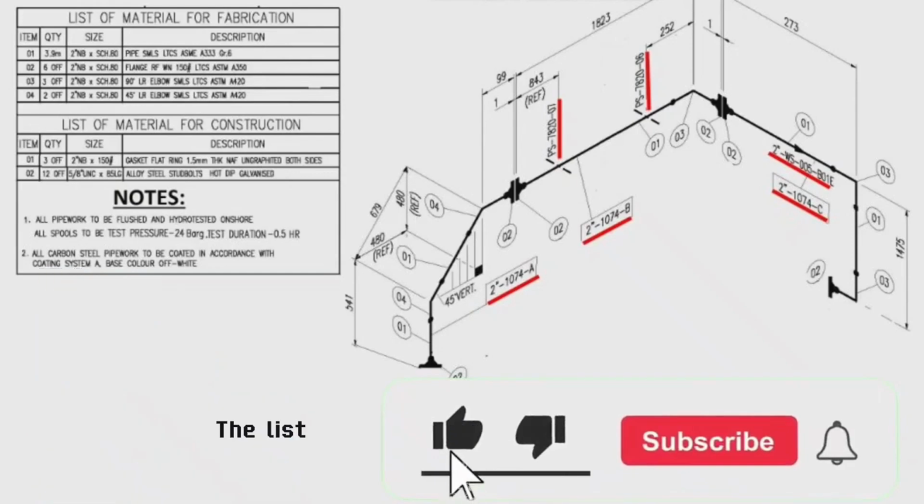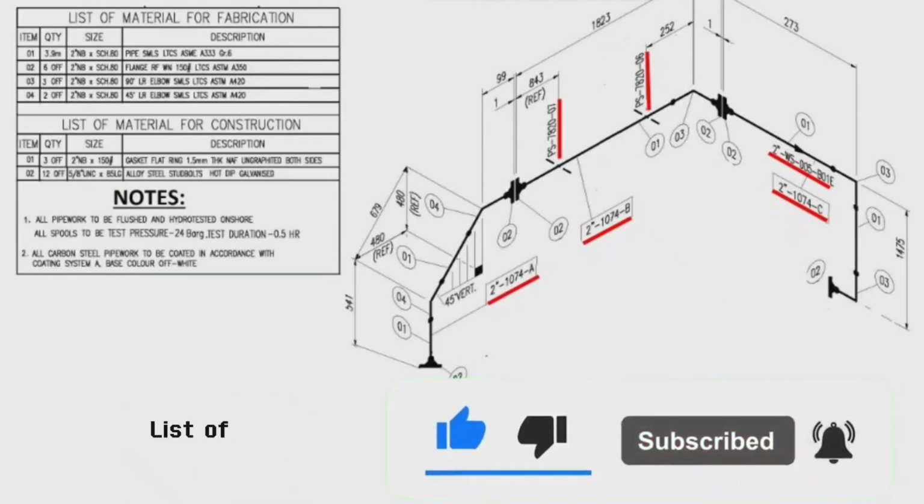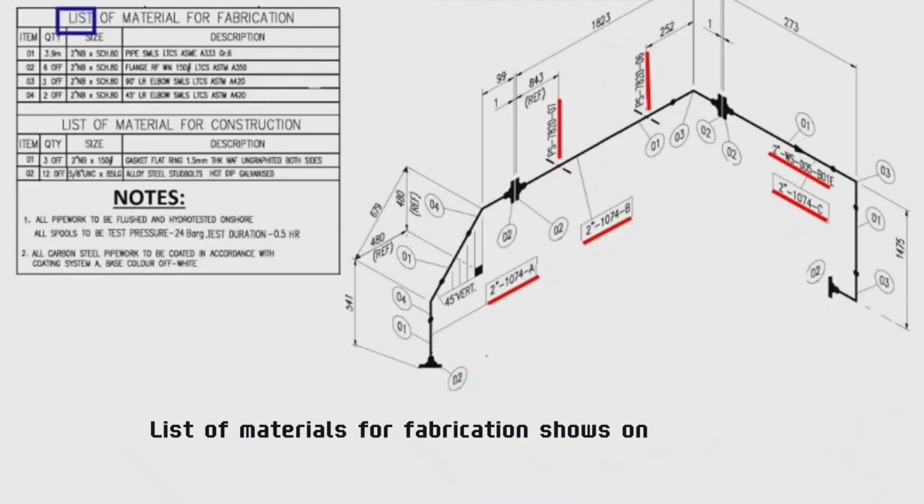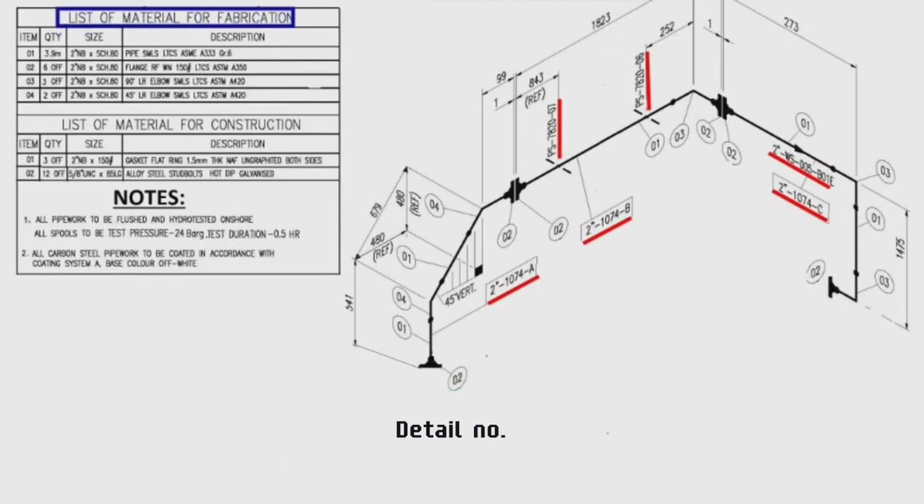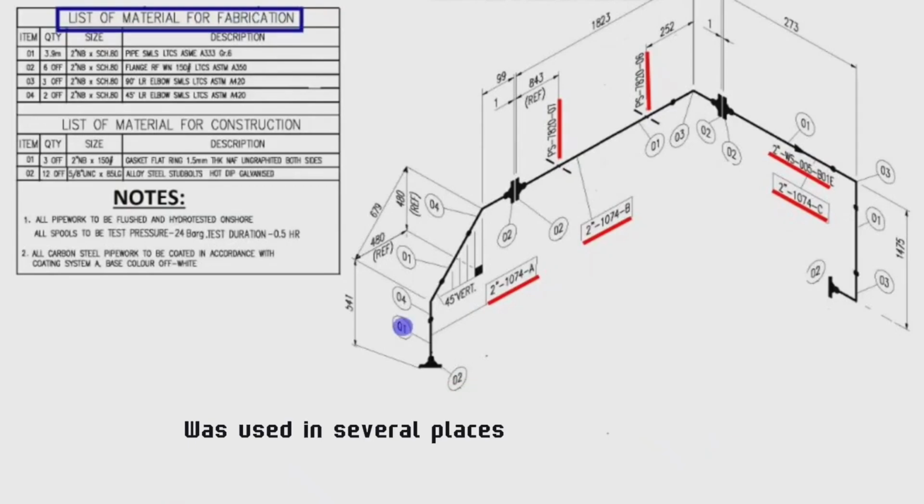Let's find out the list of materials used in this drawing. More details: the list of materials for fabrication is shown on this table. Detail number 1 was used in several places in the pipe drawing.